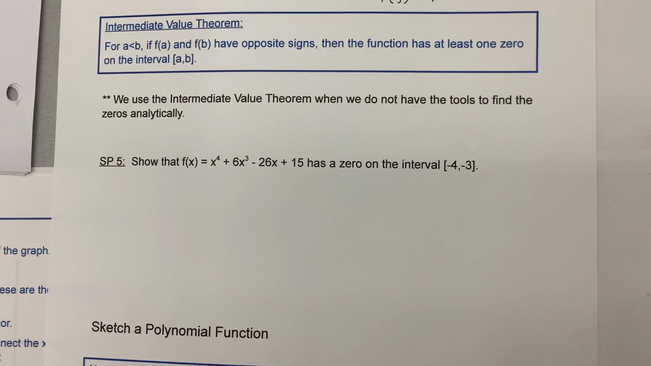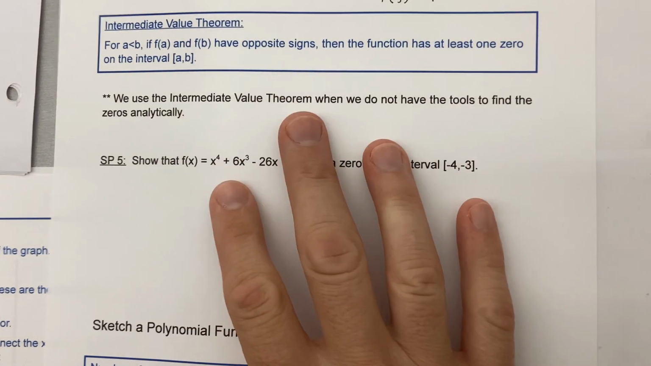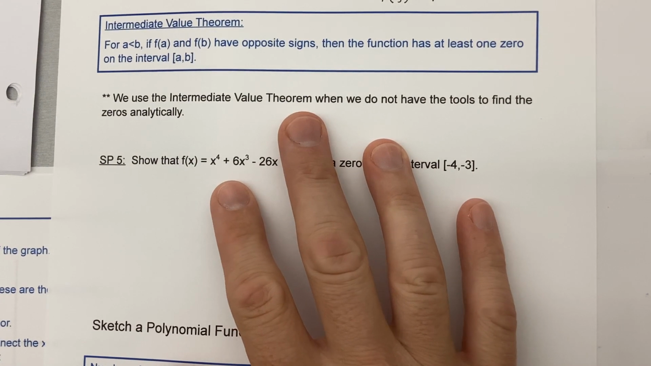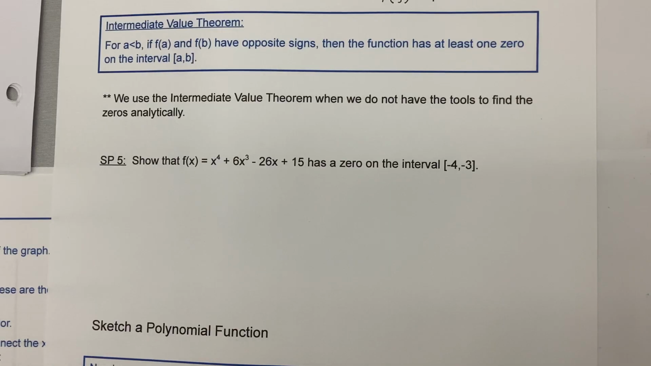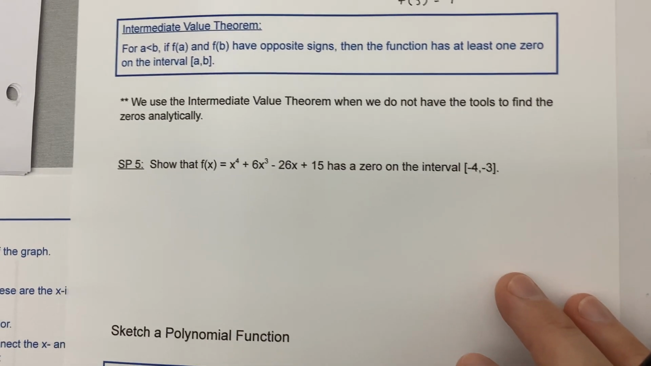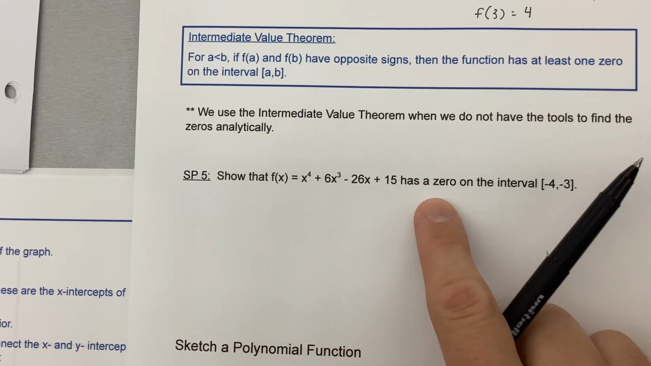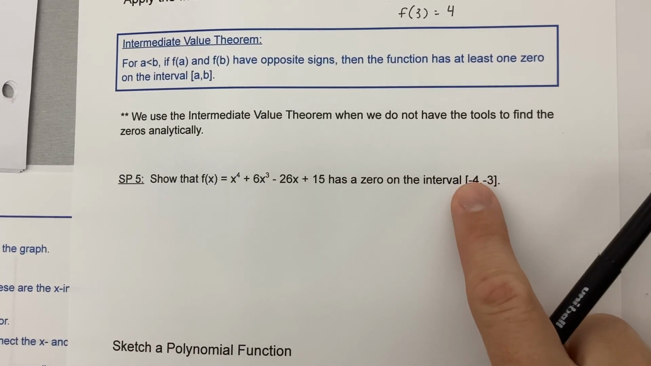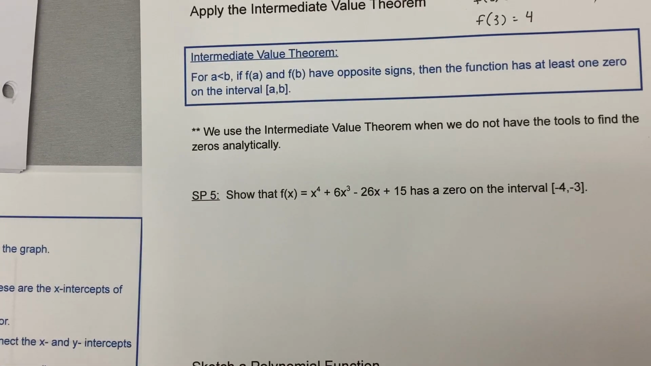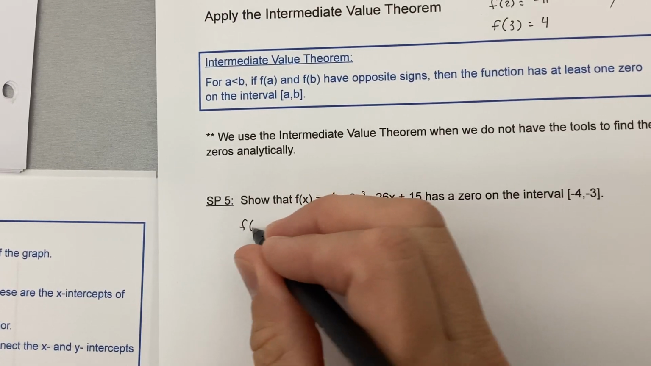To be honest, there are times when we want to use this idea, but again, does it get us an x-intercept or not? So, number 5: show that this function has a zero on the interval of negative 4 and negative 3. So what we're going to do is plug in negative 4.